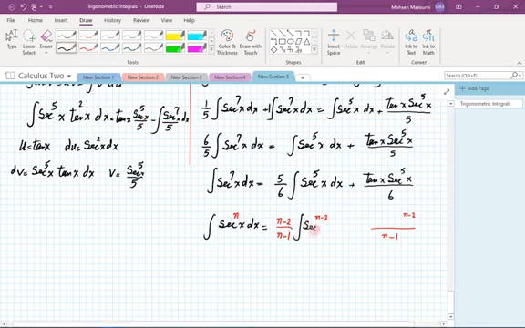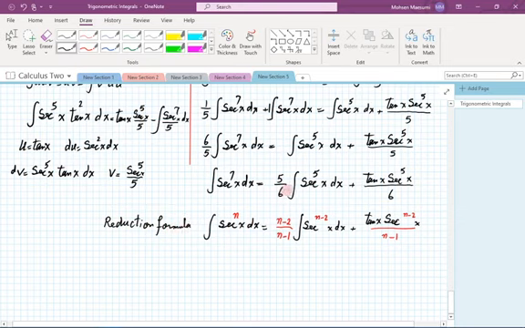I try to color coordinate it so that you see what's happening. This is tangent of x, secant of x to the power of n minus 2. Let me write this thing a little bit better. So this becomes our reduction formula. There are many reduction formulas of this type in calculus.